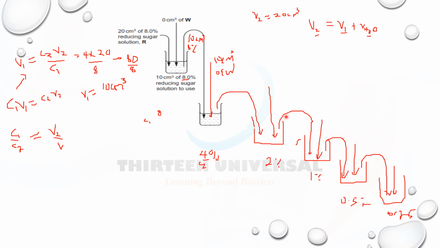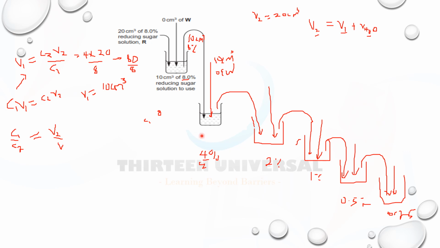So I'll take 10 cm cube of 2%, add 10 cm cube of water to make 1%. 10 cm cube of 1%, 10 cm cube of water to make 0.5%. 10 cm cube of 0.5%, and 10 cm cube of water to make 0.25%. So what I'm going to have left here is 20 cm cube of 0.25%. For the rest here, what I have left is 10 cm cube.